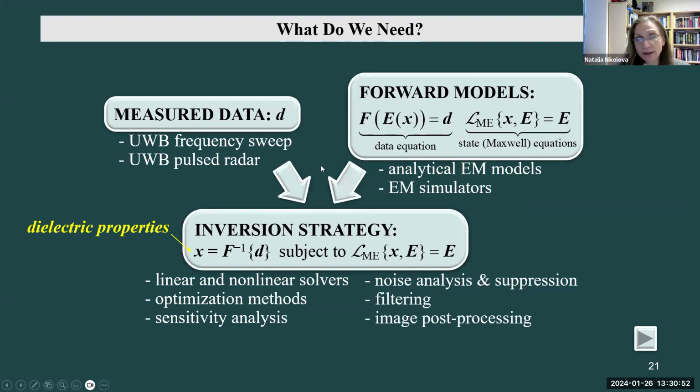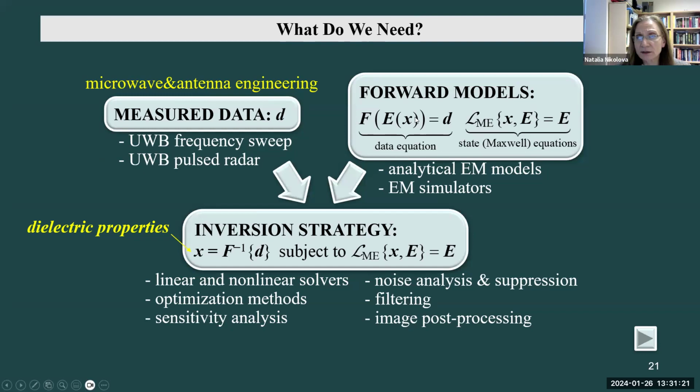Very quickly, of course, we need measured data. This slide really shows you how interdisciplinary imaging is. We need measured data, and therefore we can perform either ultra-wideband frequency sweeps using VNAs or ultra-wideband pulsed radars. We need antennas, so this is microwave and antenna engineering in action. This is the hardware side of things.